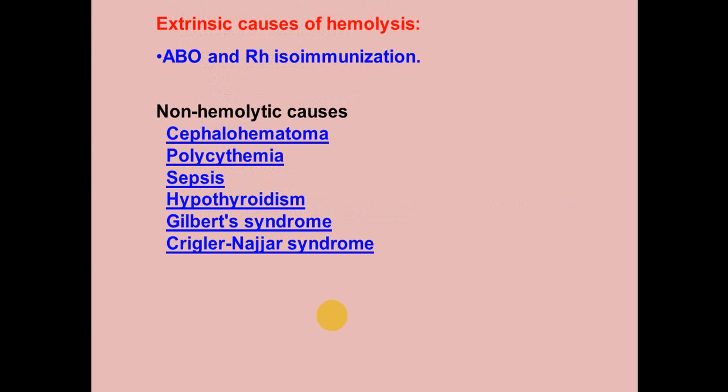We take an example of non-hemolytic causes of jaundice, like a big cephalohematoma, which, as we mentioned, is a birth injury. It is a large subperiosteal hemorrhage, and this blood will be lysed, releasing bilirubin. Polycythemia also is another risk factor. Sepsis, hypothyroidism, Gilbert syndrome, defect in the uptake of bilirubin, and Crigler-Najjar syndrome.